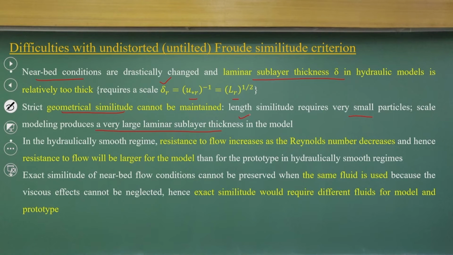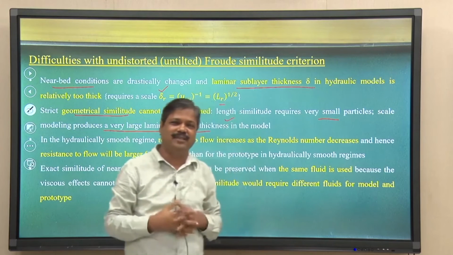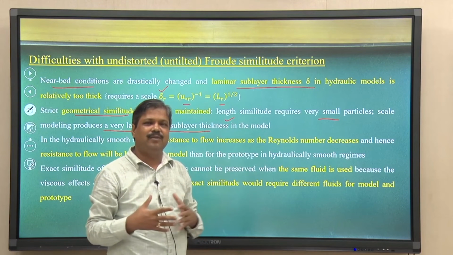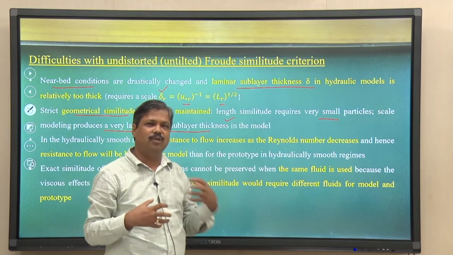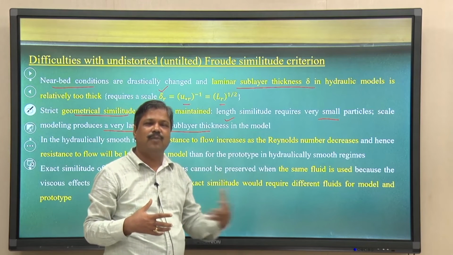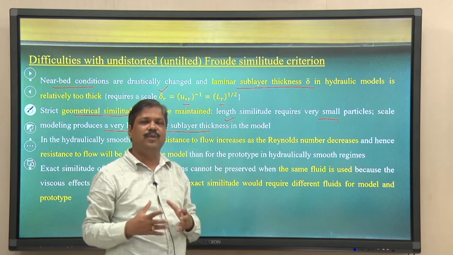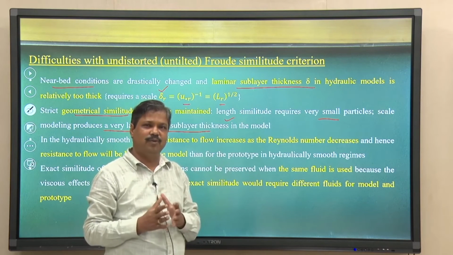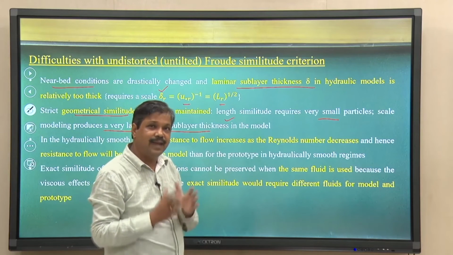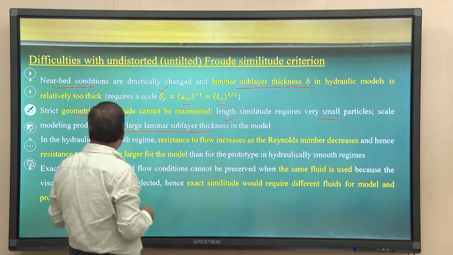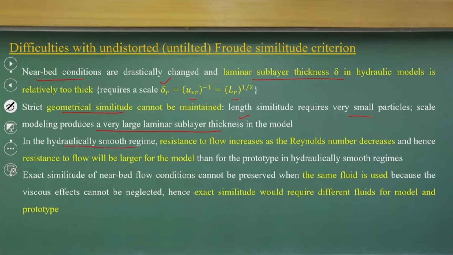What I am trying to say, because I have been completing these lectures, is that physical river models need a lot of knowledge of the near bed conditions, what happens in the river. Whether the same conditions can prevail or be maintained with a ratio at the flume scale is a very challenging task. Like the same concept in hydraulic smooth regimes, resistance to flow increases as the Reynolds number decreases. The resistance to flow will be larger in the model than the prototype in hydraulic smooth regimes.